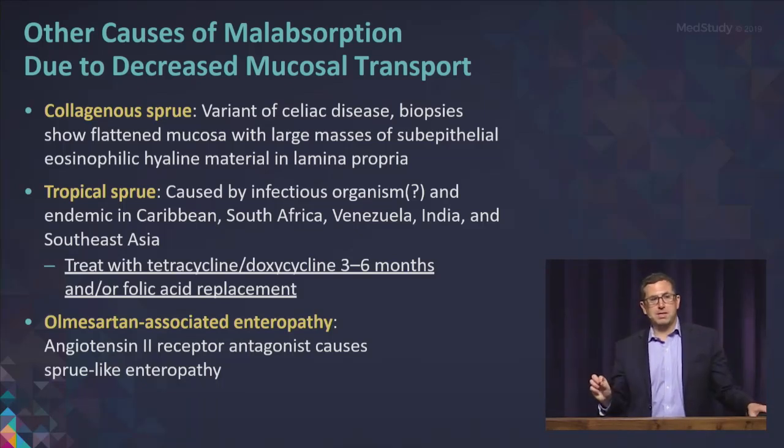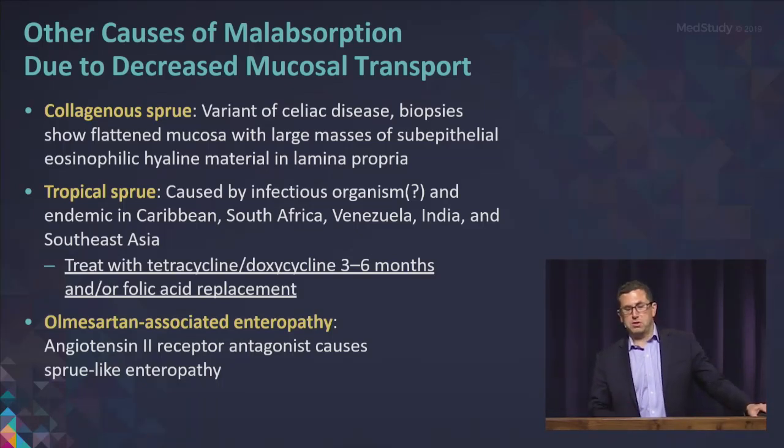And then there's an important entity called olmesartan-associated enteropathy, and this has really been recognized over the past few years. Olmesartan is an angiotensin II receptor antagonist, and it causes a sprue-like enteropathy. So before you diagnose people with celiac disease, make sure your patients are not on this medicine.